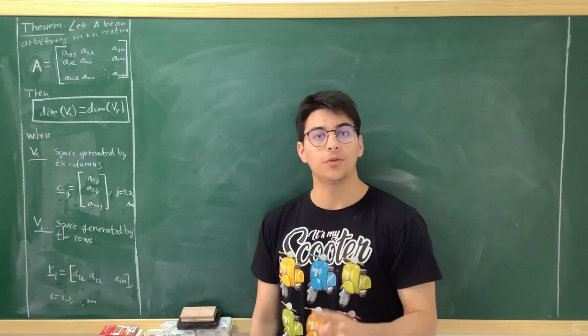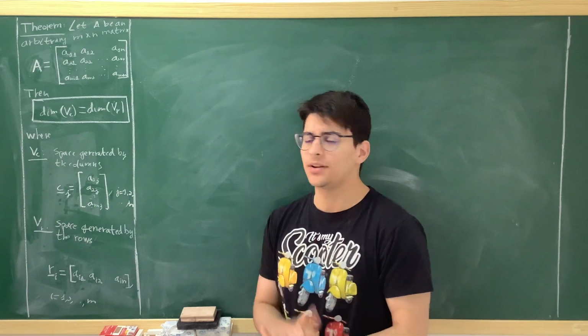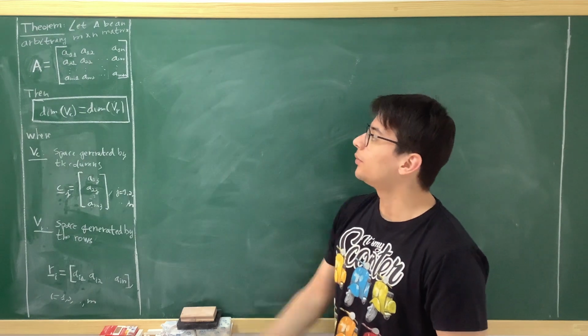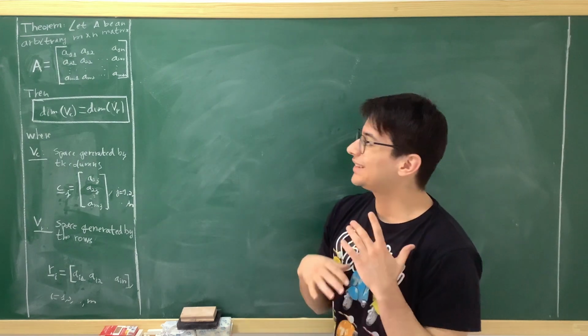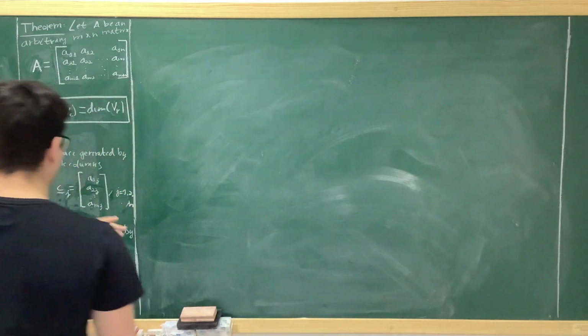Hi, so today we're going to be proving a theorem in linear algebra. This theorem is a really fundamental one, and it just tells us that if we have an arbitrary n by n matrix, which I will call A, the space generated by its columns has the same dimension as the space generated by its rows. So let's get this into a bit more detail.